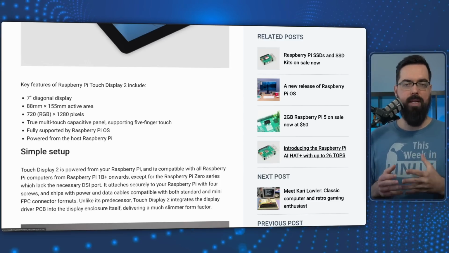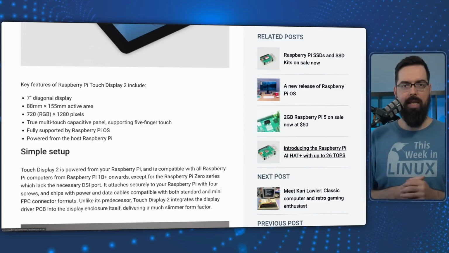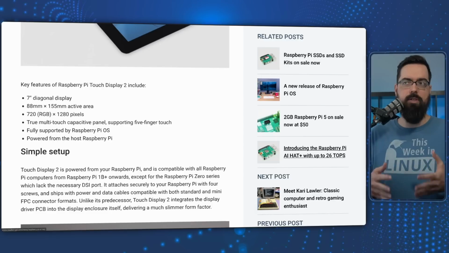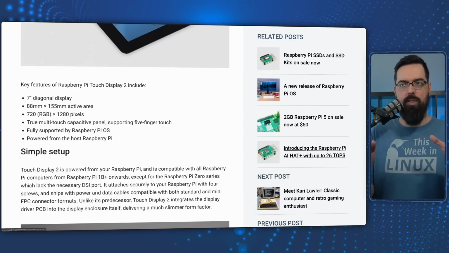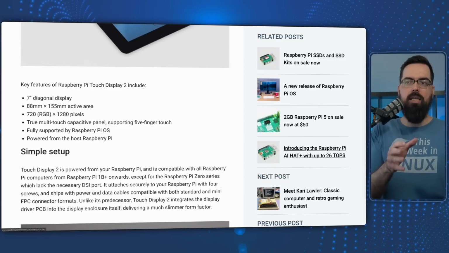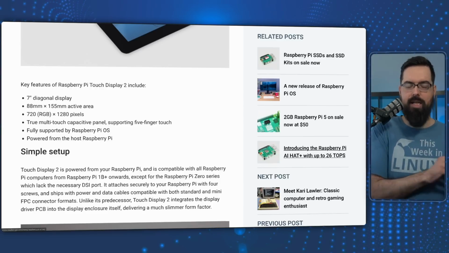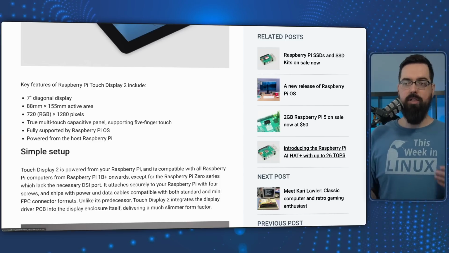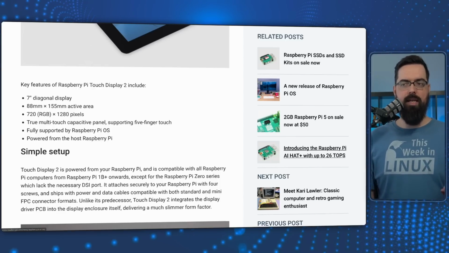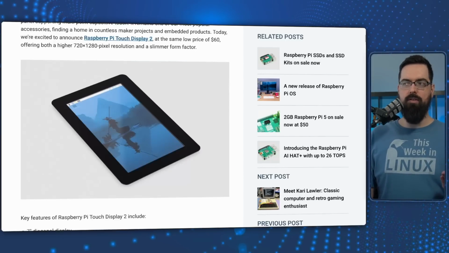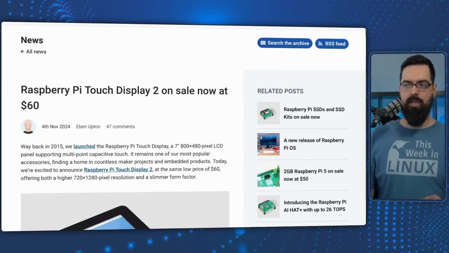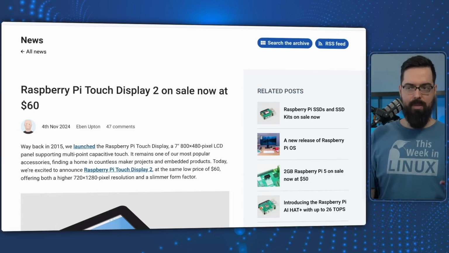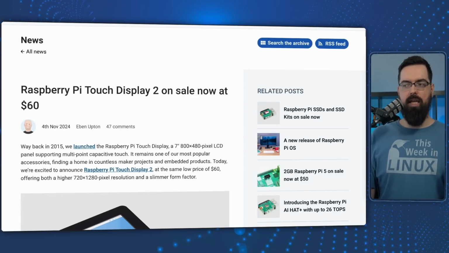It's also fully supported by the Raspberry Pi OS, of course, and powered by the host Raspberry Pi, which means you don't have to have a separate external power. You can use the power of the Pi that you have externally powering to power the display. So that's great. And also, they're keeping the price the same as it already was, $60. So that's really good. They upgraded it from an 800 by 480 to a 1280 by 720, and they are keeping the same price.